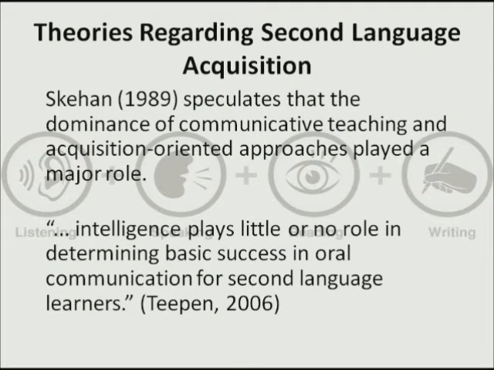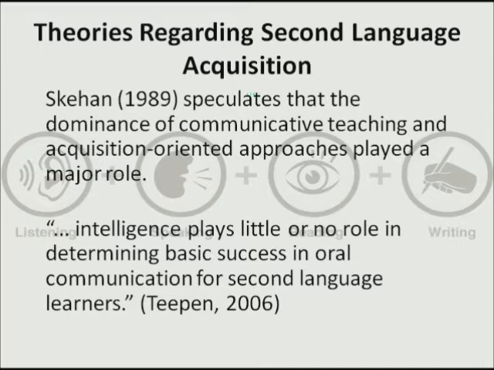Through linguistic history, there has been a variety of theories that describe how languages are acquired. Around the 90s, according to Skehan, the dominance of communicative teaching and acquisition-oriented approaches played a major role. This means that the development of the four different skills, which are listening, reading, writing, and speaking, was more emphasized.